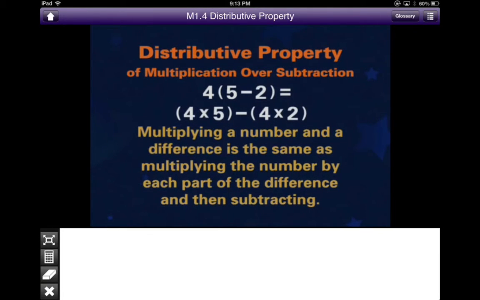I think I get it, but I'm not sure. Okay, go ahead and write this down. This is the last part that we're learning today, and that's the distributive property of multiplication over subtraction. And basically it just means that distributive property works with multiplication and addition or multiplication and subtraction. And it's just saying that you can take a number and multiply it times a difference, which is the 5 minus 2 part, and it's the same as multiplying the number by each part of the difference and then subtracting. Okay, go ahead now and watch.